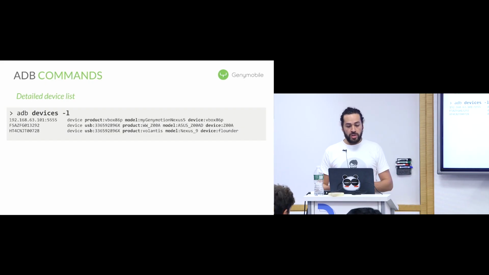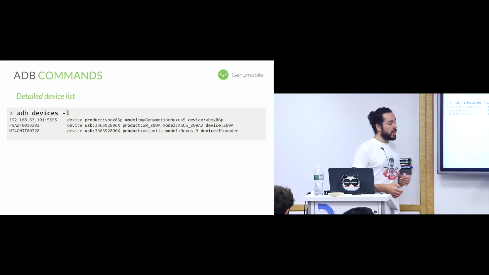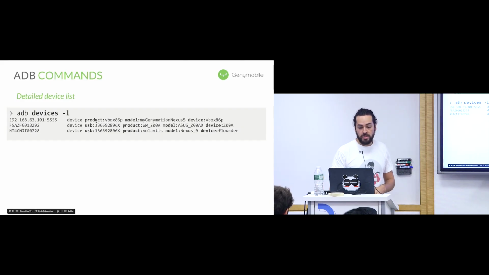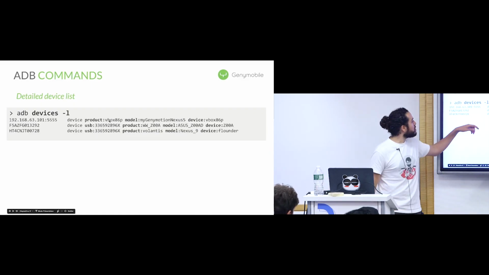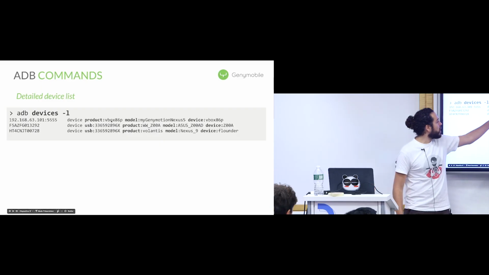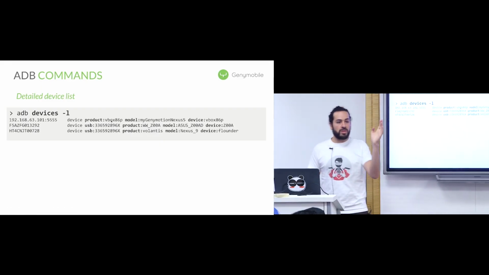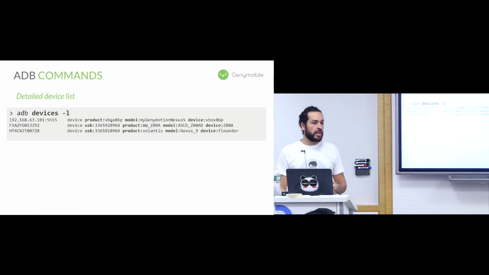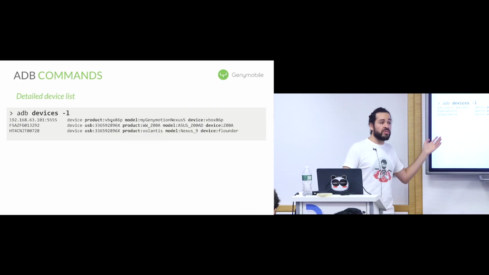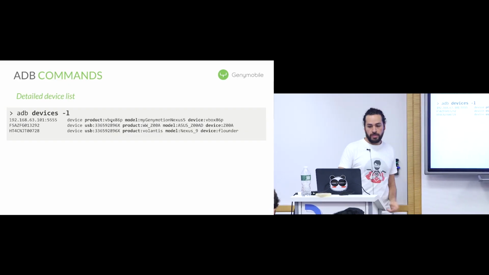You can have more information by doing devices -l, and it will give you, for example, if it's USB, the model of the device. So this is the Nexus, the Zenfone, this is the Nexus 9. And what you can do, for example, is to know if it's a Genymotion device, because on the product you have vbox86p, things like that. So it gives you more information about the real device behind this blurry serial.